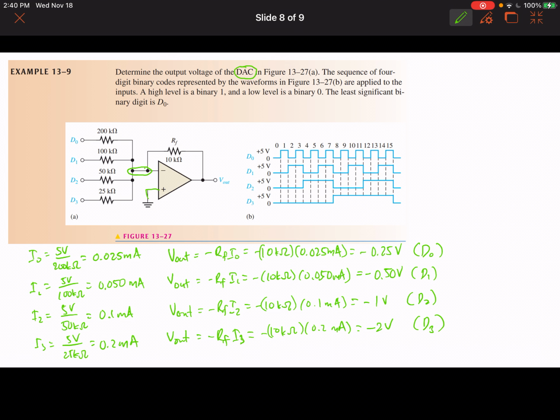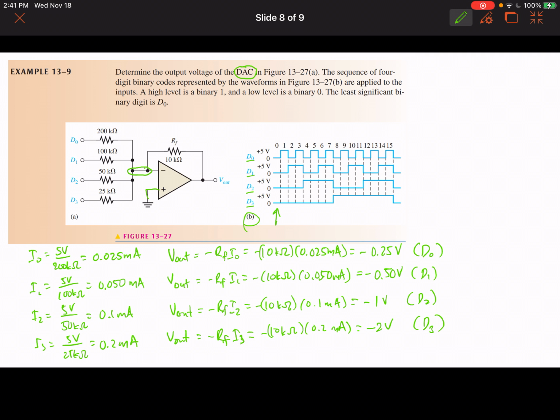Okay, so now let's take a look at this table, or this figure B. In this figure, we have the terminals or the inputs D0, D1, D2, and D3. At specific times, these inputs have 0 values and also 5 volts values. For example, in this time 0, all of them have 0 output.